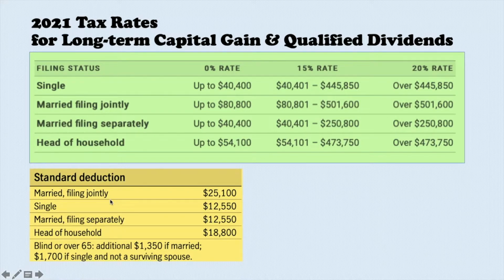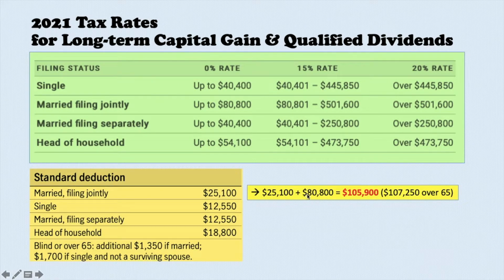We all know for your regular income, you get a standard deduction. Like married filing jointly, you have 25,100. Single, you have 12,550, right? So what does this mean? Say you're married filing jointly, if your income is long-term capital gain or qualified dividend, you are allowed an additional standard deduction of 80,800. So the total would be 105,900. If you are older than 65, you are allowed an additional standard deduction. For the single, it's similar as well.